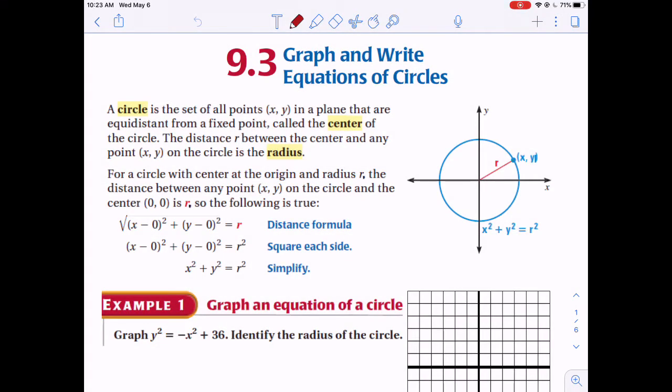Section 93, graphing and writing equations of circles. We'll spend most of our time working on writing equations of circles and not so much the graphing. You know what a circle is, it has a center. Looking at the picture on the right, it's got a radius, and every point all along the circle is the same distance, the radius, away from the center. So that's probably nothing new for all of you.